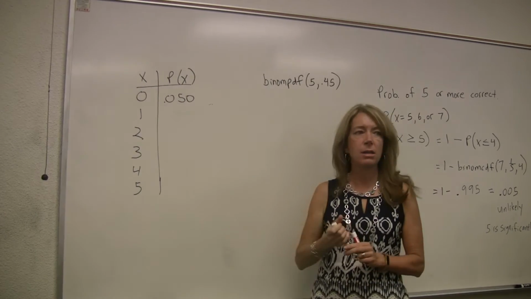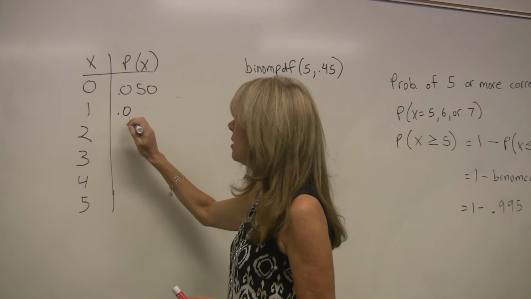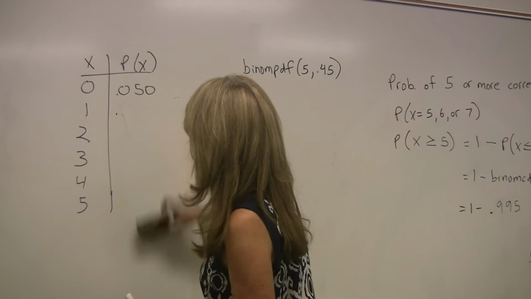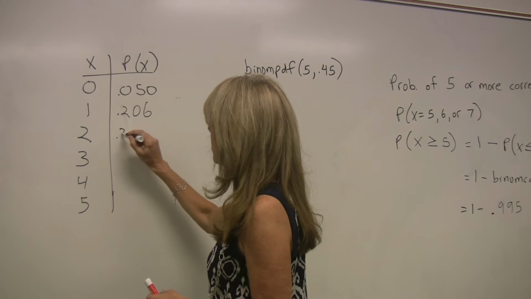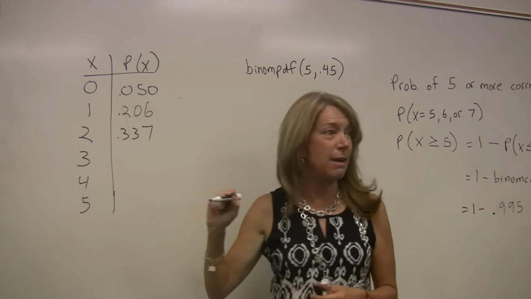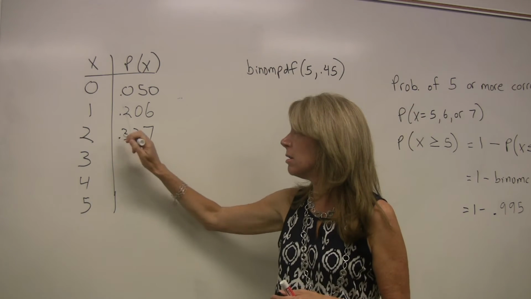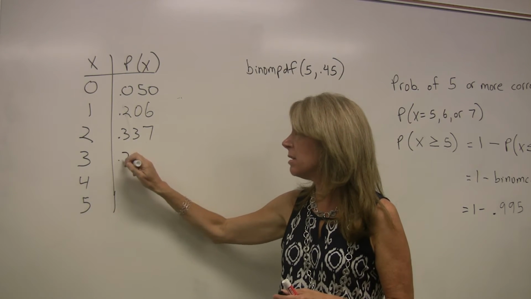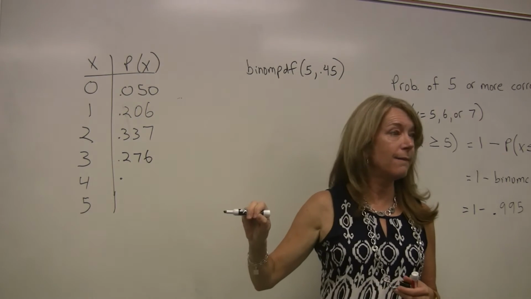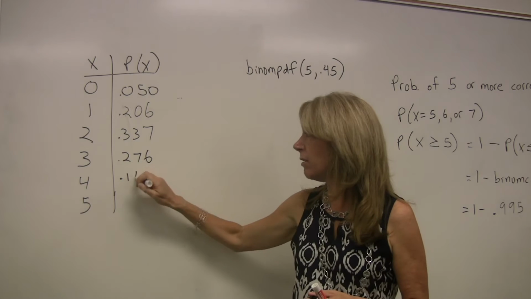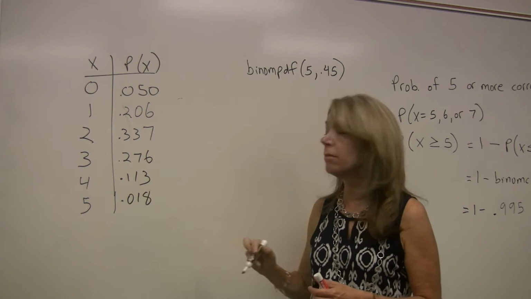And what's the next one? 0.26? No, 206. 206, thank you. 0.206. What's the next one? 337. 337. I'm assuming you guys are rounding. Yes. Next one? 276? 113. 113? 018. 018.